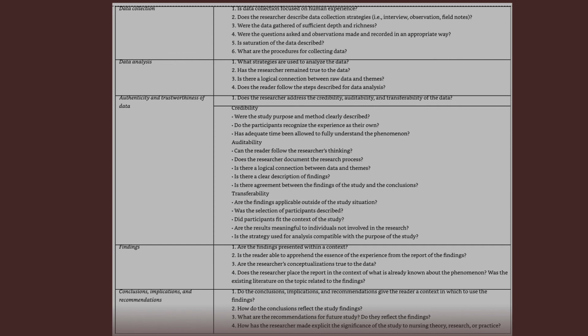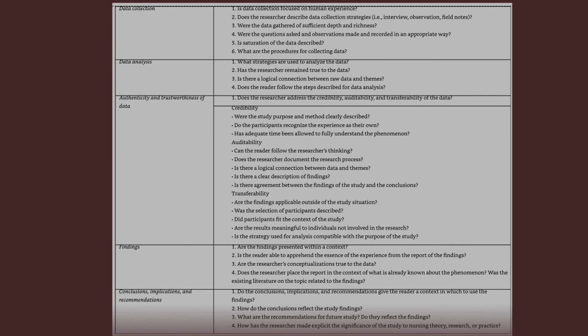I think that that's frequently hard to tell for articles, and certainly at your stage, I think that that would be hard for you to determine. Is there logical connection between the raw data and the themes? And again, that's going to be hard for you to tell because you're not seeing the raw data. And does the reader follow the steps described for data analysis?